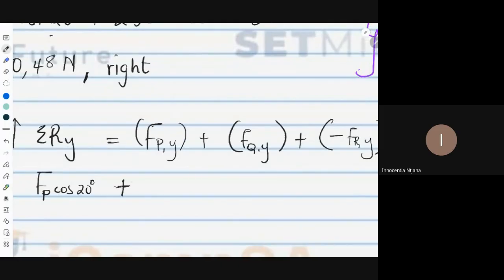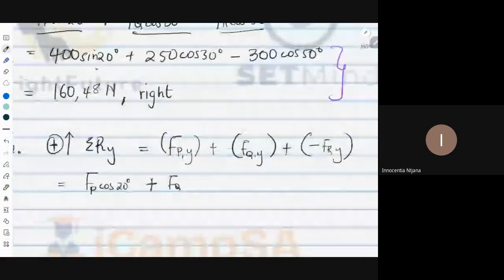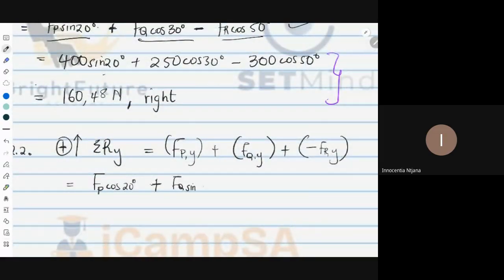Plus FQ. FQ was what? Cos. So we make it sine. Sine 30 degrees minus, not 300, what's this? FR sine 50. Then we can substitute. We have 400 cos 20 plus 250 cos 30 degrees minus 300 sine 50.